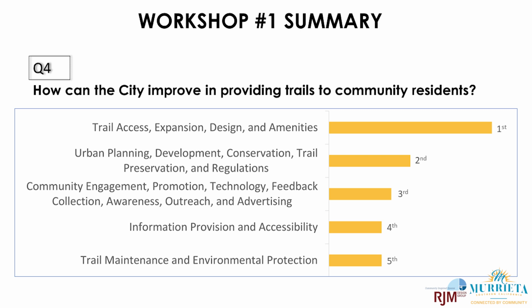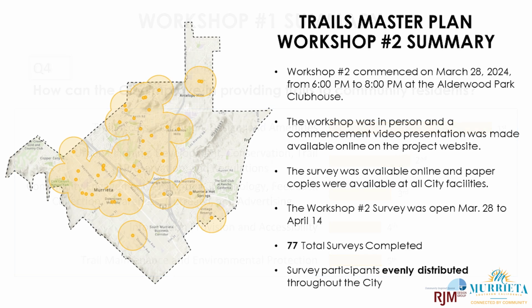The final question asked during Workshop 1 was how can the city improve in providing trails to the community residents? And we've heard trail access, expansion, design, and amenities. Urban planning, development, conservation, trail preservation, and regulations coming at number 2. Community engagement, promotion, technology, feedback, collection, awareness, outreach, and advertising mentions, as well as information provisions and accessibility, and trail maintenance and environmental protection.